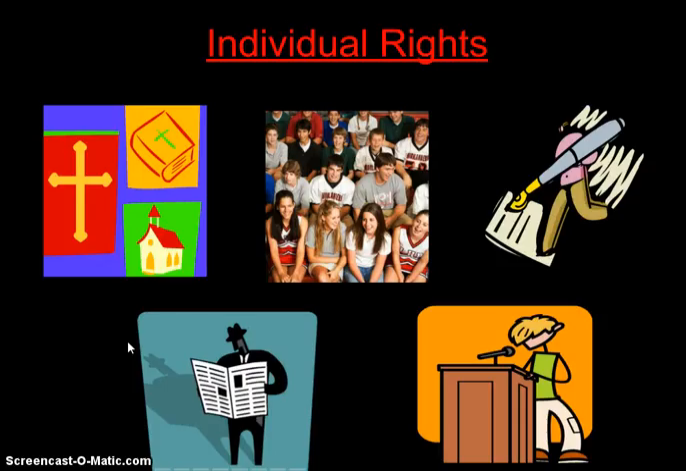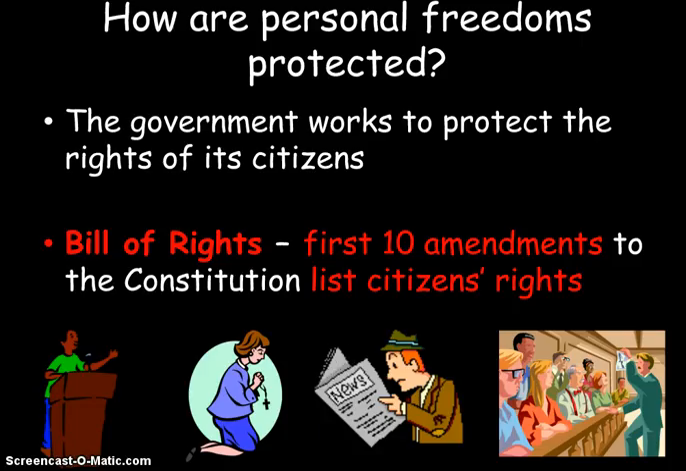And then, of course, we have individual rights. These are guaranteed by the Bill of Rights, and the government works to protect the rights of its citizens. If you recall, the Anti-Federalists were very concerned about the lack of a Bill of Rights and whether individual rights and freedoms would be protected by this new government. So they were promised that the Bill of Rights would be added, and sure enough it was. These first 10 amendments to the Constitution list the citizens' rights. For example, here we see freedom of speech, freedom of religion, freedom of the press, and the right to a jury trial. These are just some of our rights under the Bill of Rights, and we'll go into more detail on these in lessons 18 and 19.